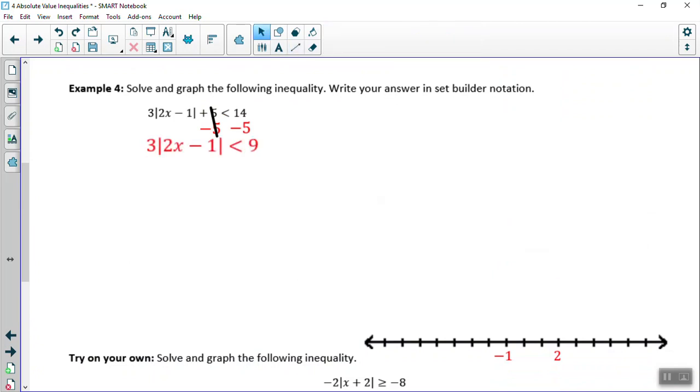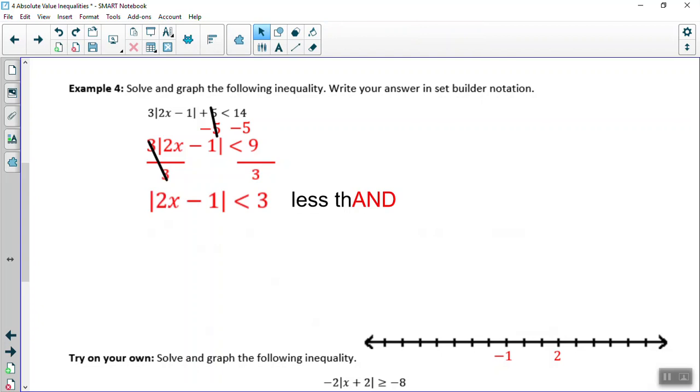So once we've done that, we're left with 3 times the absolute value of 2x minus 1. All right, we are not going to distribute the 3. We are instead going to divide both sides by 3. That's how we're going to get rid of this 3. We divide both sides by 3. Now we have this absolute inequality left. All right, so here we have our less than. So remember, that's less than. All right, so let's split it.